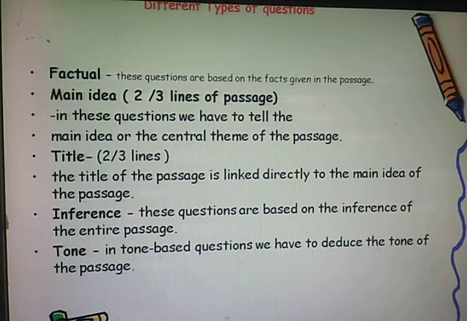Yes, the next point is the tone of the writer. In tone-based questions, we have to deduce the tone of the passage. The tone could be negative, very pessimistic, or optimistic. The writer's ideas are making us feel more optimistic or pessimistic, negative or what. So the tone will tell you what kind of passage it is.